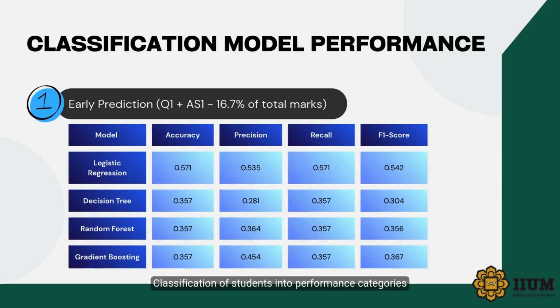Classification of students into performance categories proved challenging with limited early data. Logistic regression achieved the highest accuracy of 57.1%, only marginally better than random chance for 4 classes.